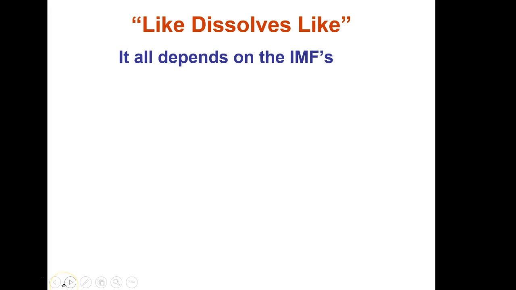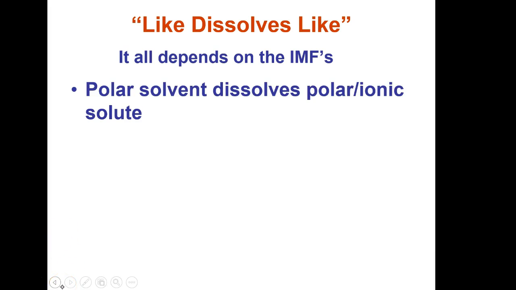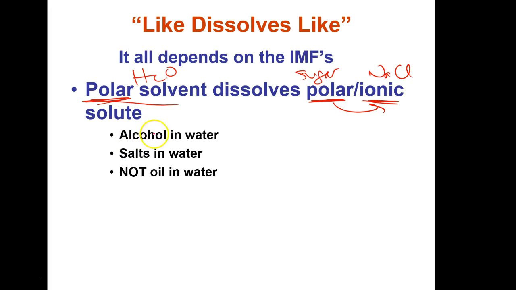So like dissolves like is one of the common phrases we use here, and it all depends on those intermolecular attractive forces that we learned about in chapter 12. If something is a polar solvent, and water is very polar, it will dissolve other things that are polar or ionic. So things that are polar would be things like sugar. Ionic would be things like salt. They dissolve very well in water because they have similar intermolecular attractive forces. Ionic is just an extreme version of polar. So alcohol is polar, or maybe even has hydrogen bonding, depending on how big it is. It dissolves in water. Salts dissolve in water.